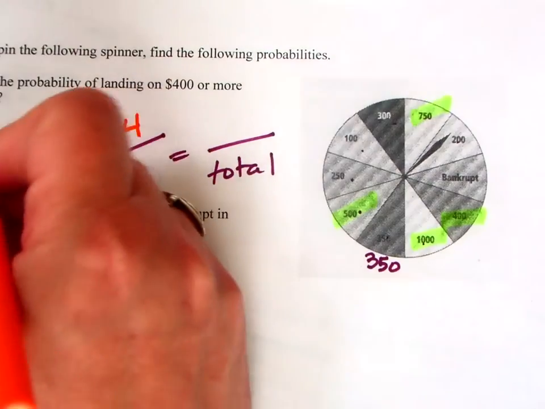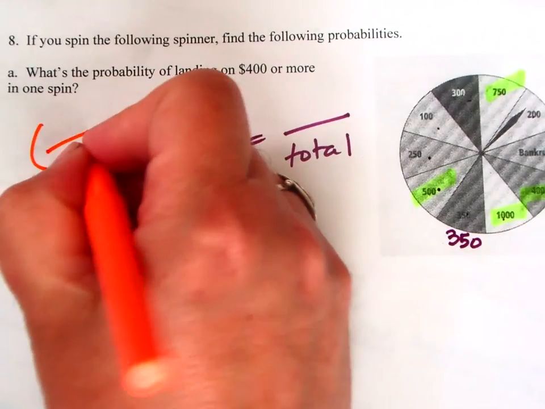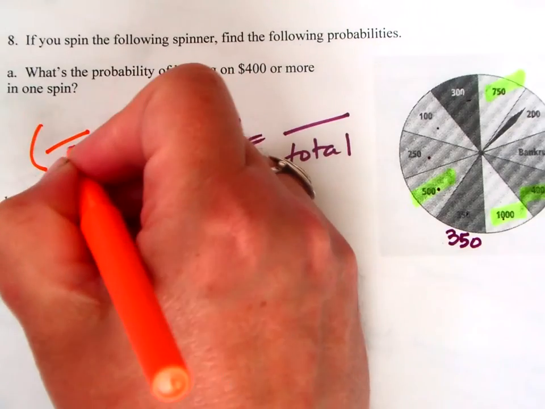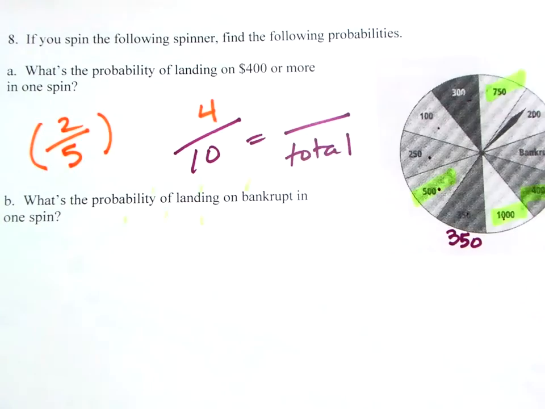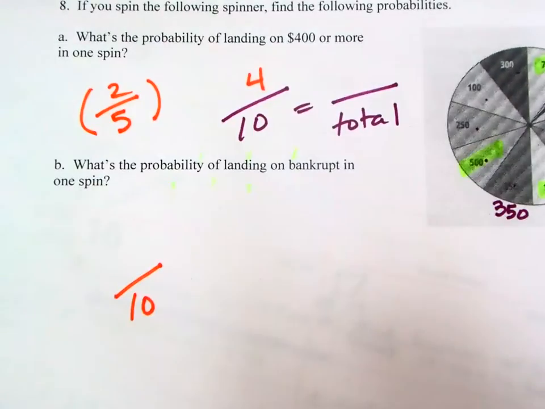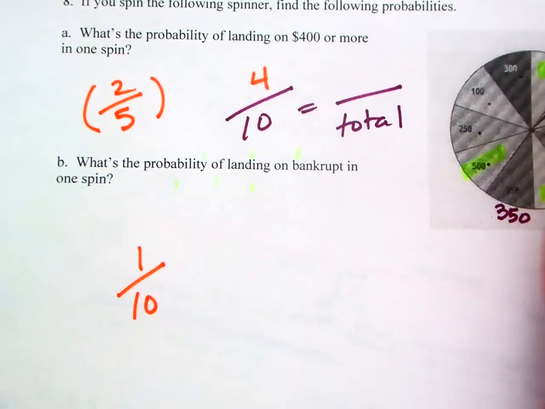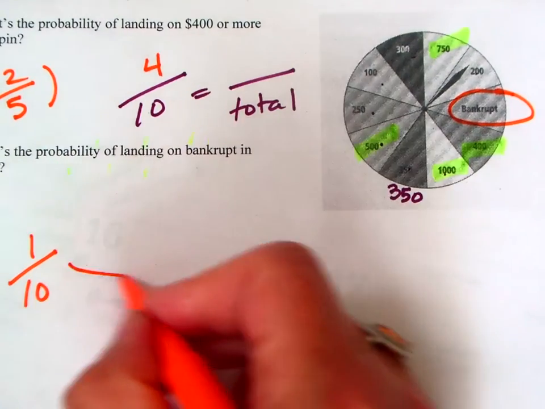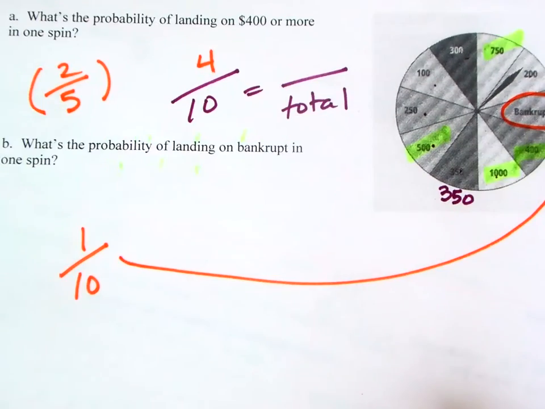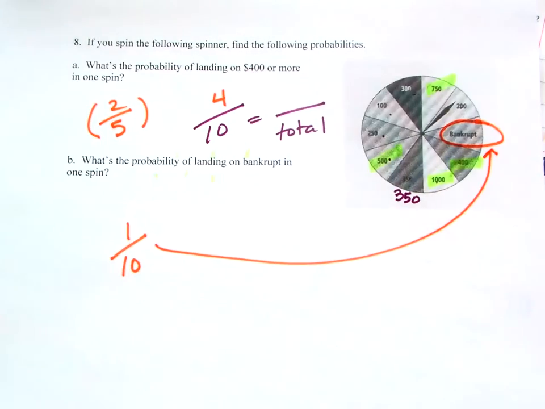You can also reduce that fraction, although as we didn't do a whole lot of practice with reducing fractions, I'm not as concerned about it. So 2 chances in 5. Okay? So bankrupt in 1 spin. Again, still just 1 spin, so the total is still the same of 10. And the answer is 1 out of 10. So there's 1 bankrupt. I'll just circle it up here so you can see. And the 10, I've already kind of shown work for that. I already said it was a total. It's the same spinner. So showing work would be fine to circle.